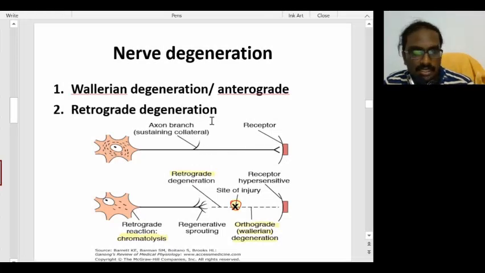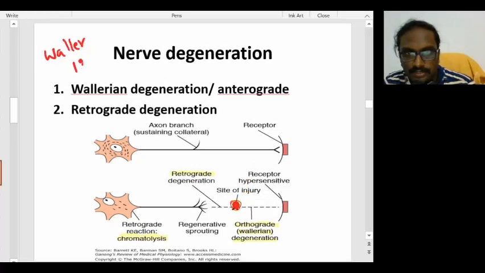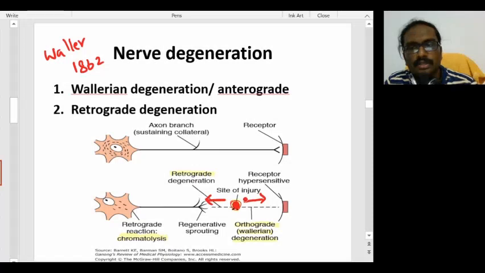So the way we understand it is this. See, this is a site of injury. Now a scientist called Waller, in 1862, observed that a lot of changes are occurring in the neuron, and all these changes are going in both directions, from the site of injury towards the axon terminal and also backwards towards the cell body.